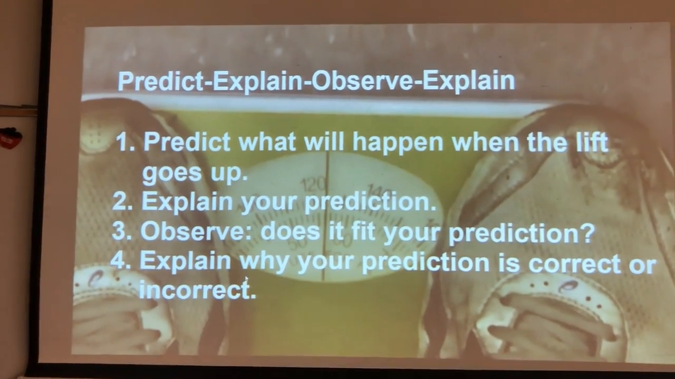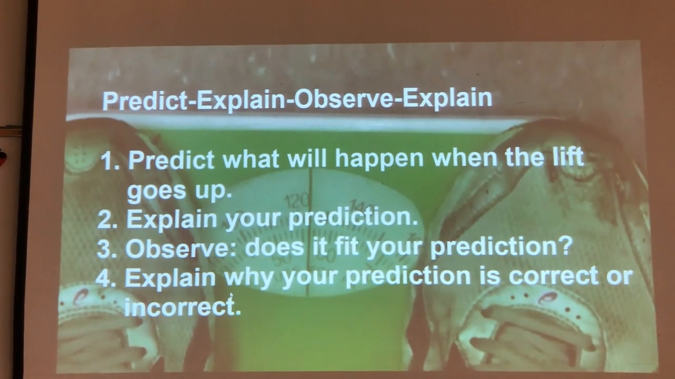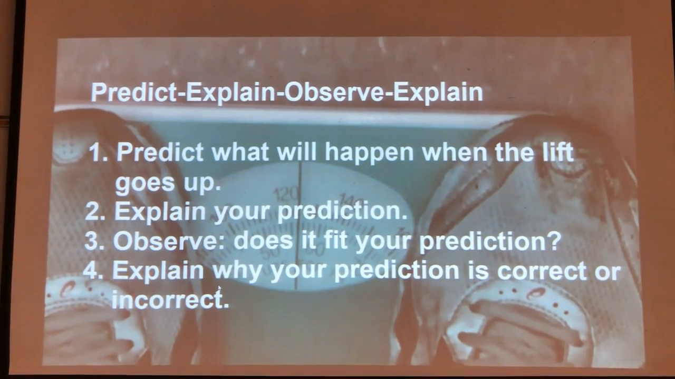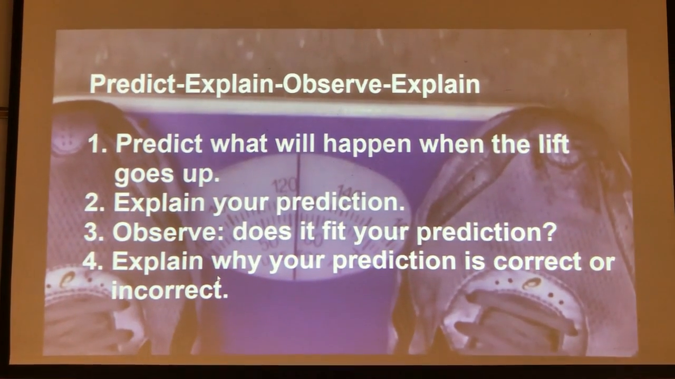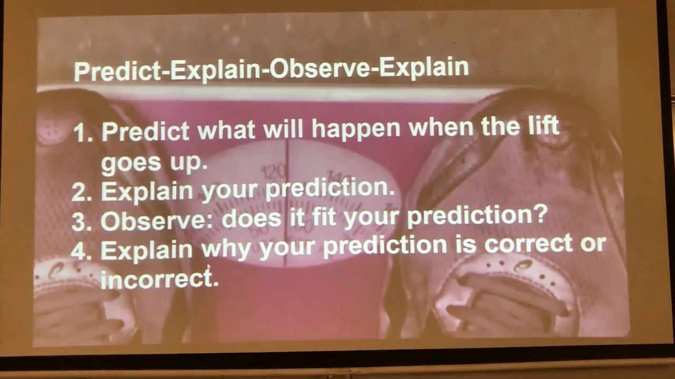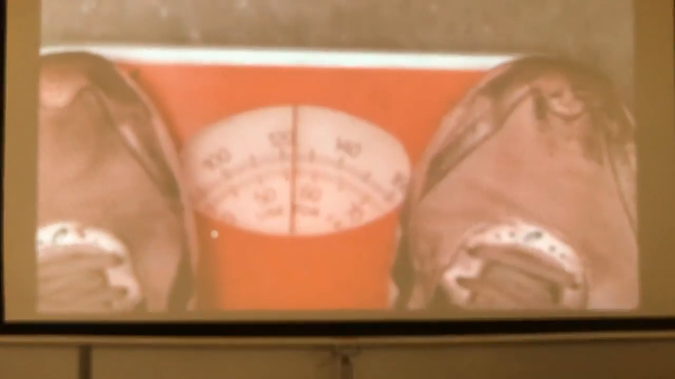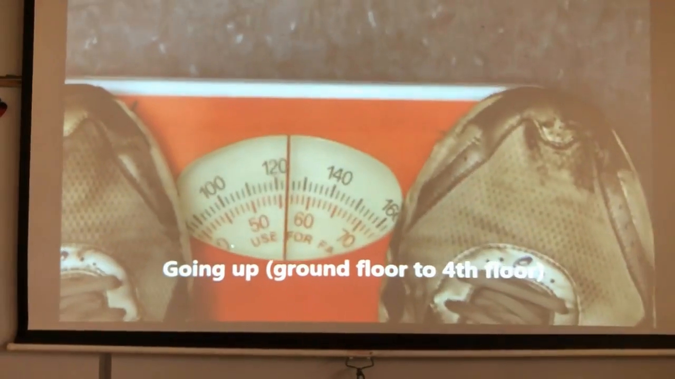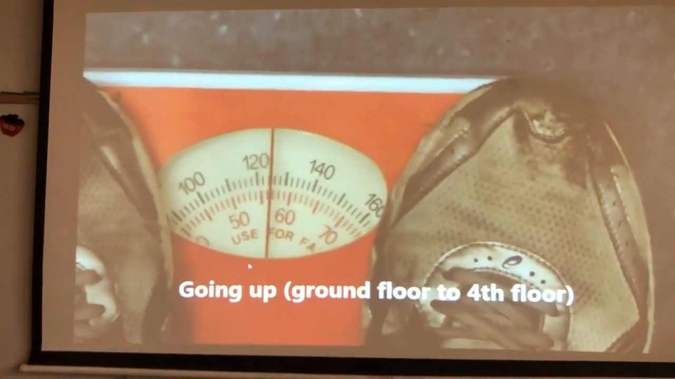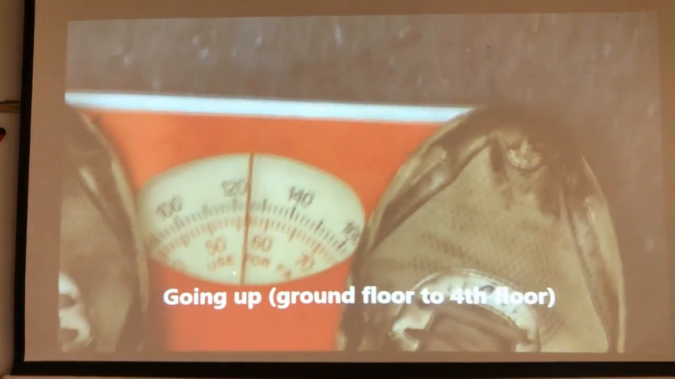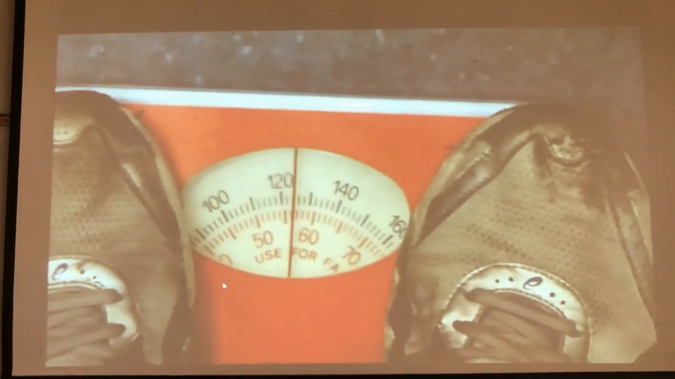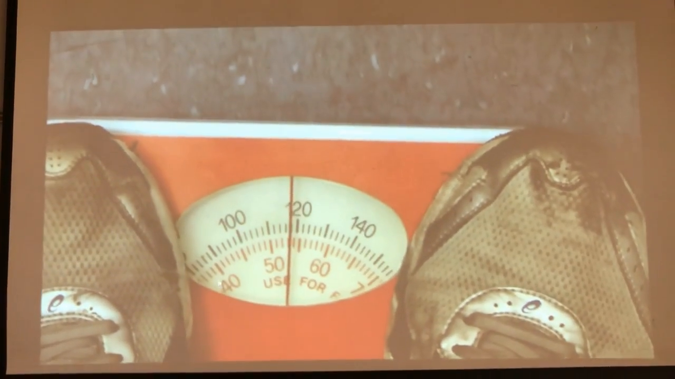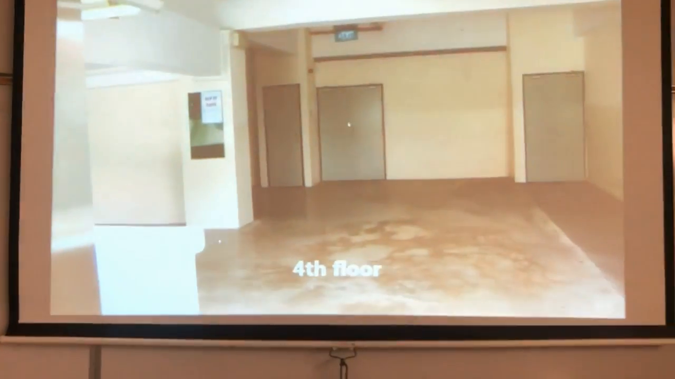Okay, predict what's going to happen when the elevator goes up. Explain your prediction. So pause this, make a prediction, think about it. Now, at the start, when the elevator first starts going up, 124 to start off with. 124 now. He's going up now. Oh, 118. Did he lose weight? What happened?